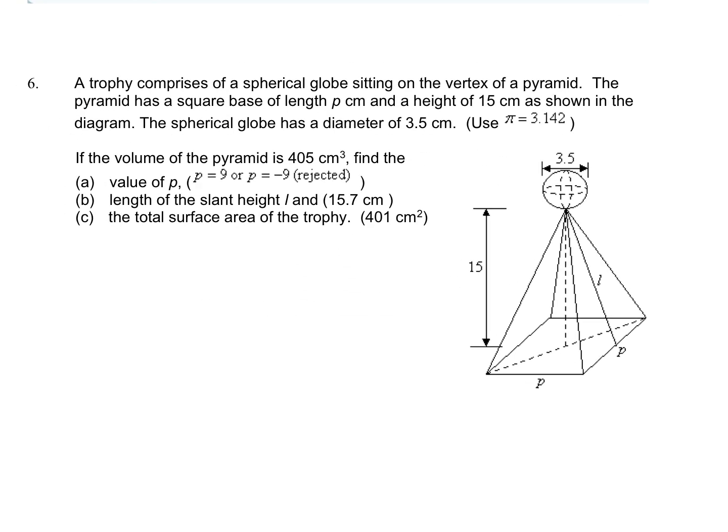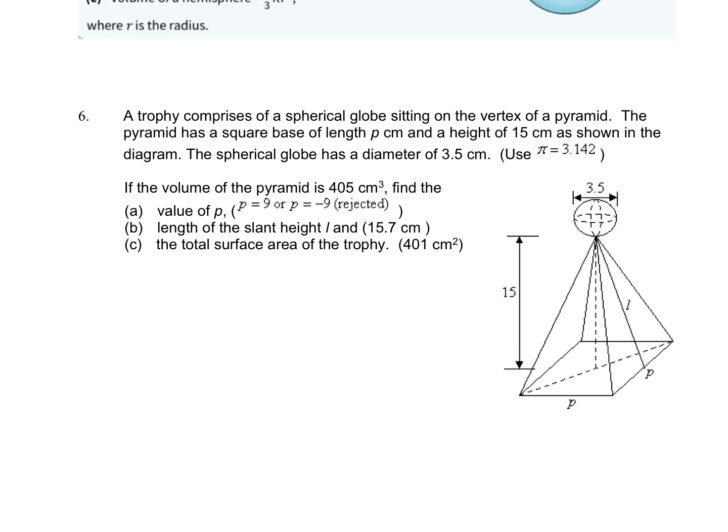Wait, this one. First one, trophy. Although it's quite rare to have a trophy that looks like that because that ball will just drop off very easily. But assuming that it can happen, okay, we have a spherical globe sitting on the vertex. Vertex means the corner points, right? The sharp corner. Sharp shape.